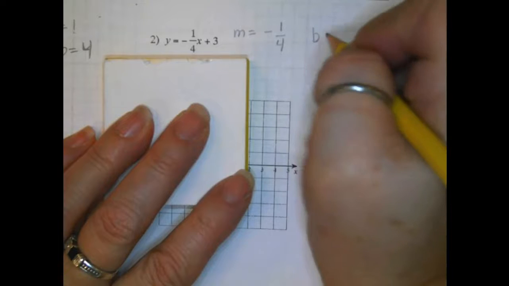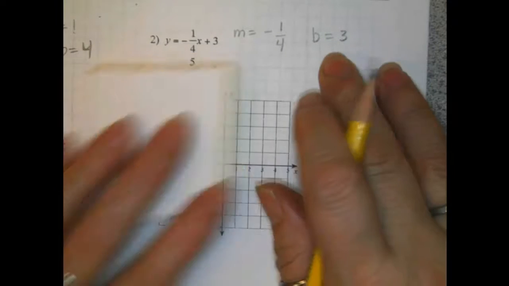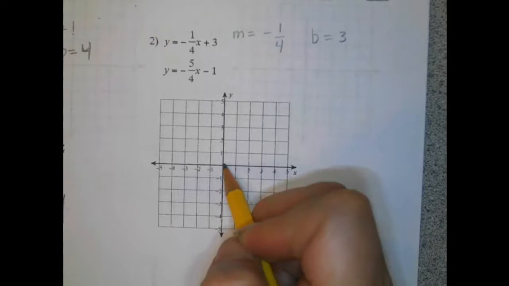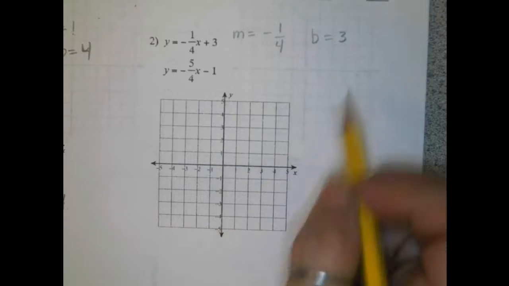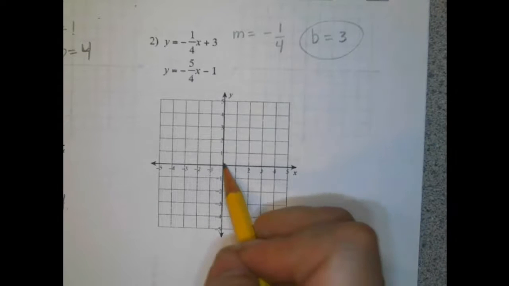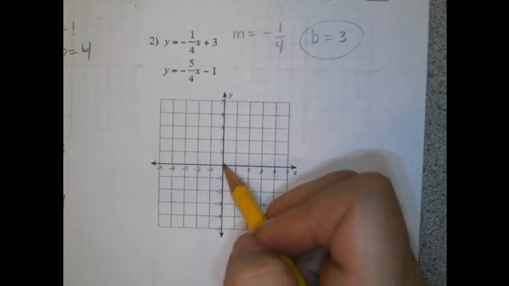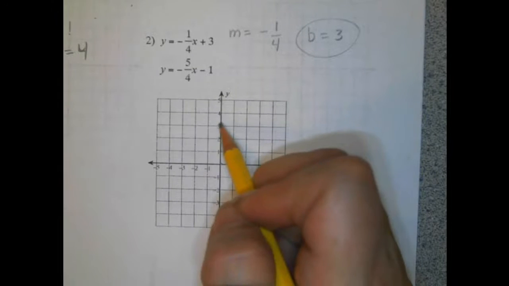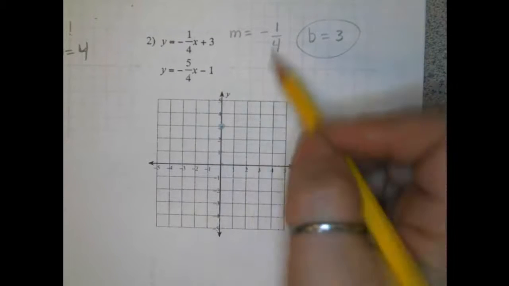So what is my B? Thank you, Sharon. My B is 3. I can graph this now, right? What's my starting point? (0, 3). So I'm going to go from my point of origin on the y-axis. I'm going to go up 1, 2, 3. That's my starting point.